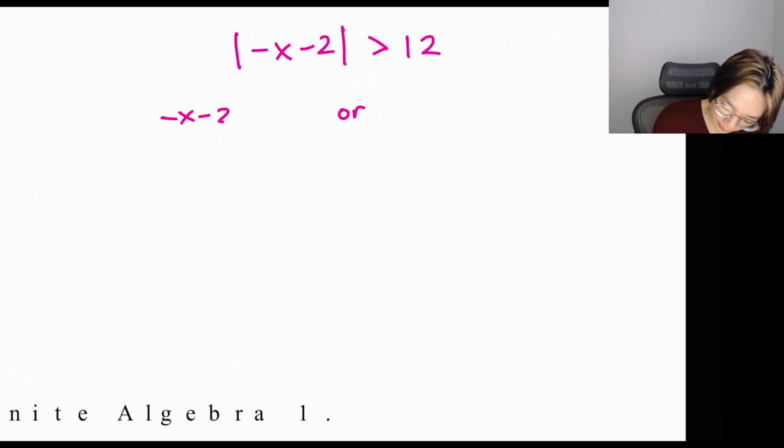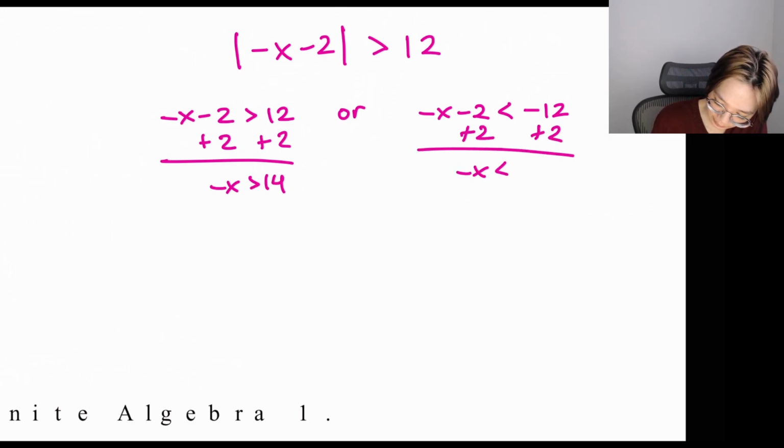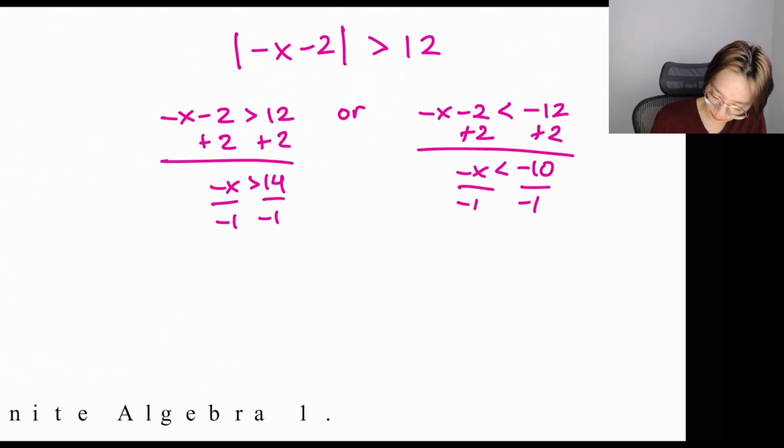Negative x minus 2 is greater than 12, or negative x minus 2 is less than negative 12. Solve. Negative x is greater than 14. Negative x is less than negative 10. Divide both sides by negative 1 to get positive x. Because we're dividing by a negative, the sign flips. So you have x less than negative 14 over here, or x is greater than 10.